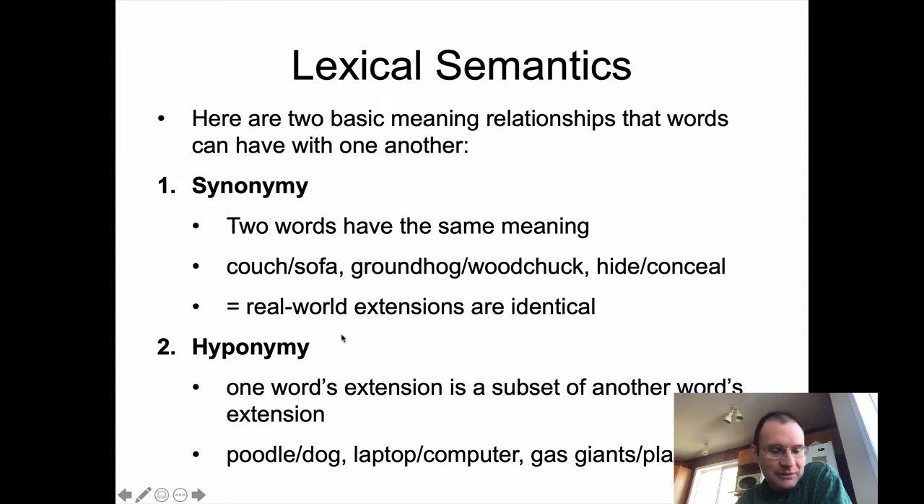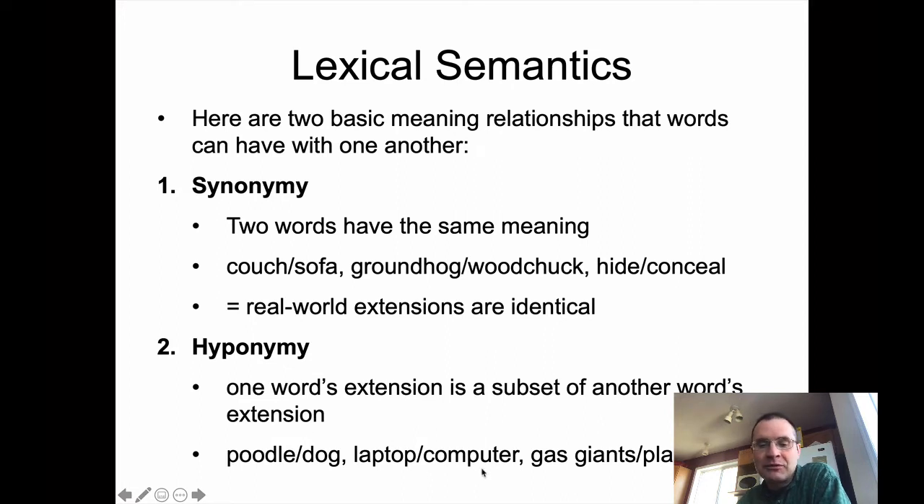A similar relationship, but not obviously the same thing, is hyponymy. And maybe you haven't heard of this one before. This is where you have one word's extension being a subset of another word's extension. So you can think about this like a dog. Everybody knows what a dog is, and hopefully you all know what a poodle is, but a poodle is a type of dog. So that's a hyponym of dog. Basically, they have a hyponymous relationship.